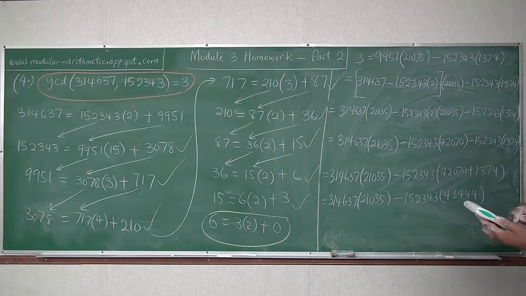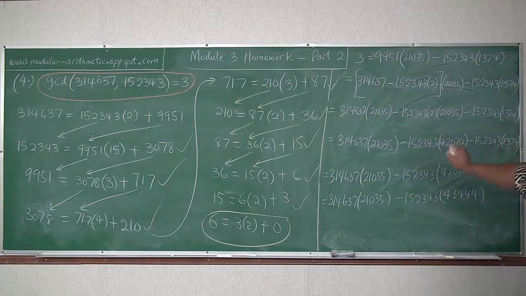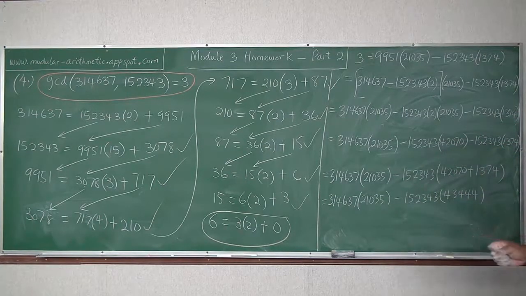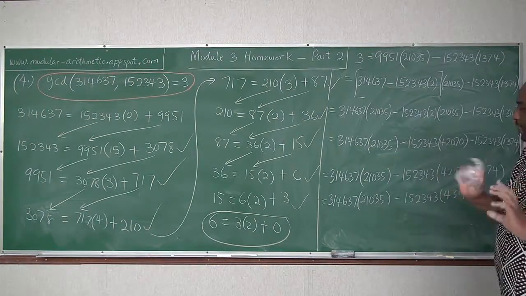Okay, let's see first whether it will give us 3. Okay? So 314637 times 21035 will give us 6618389295. Then we do 152343 times 43444. And that will give us 6618389292. Yay! Great! Good. Okay, so it's just a little to finish.